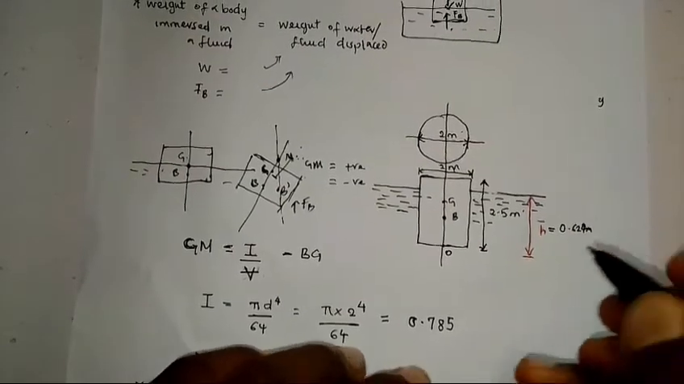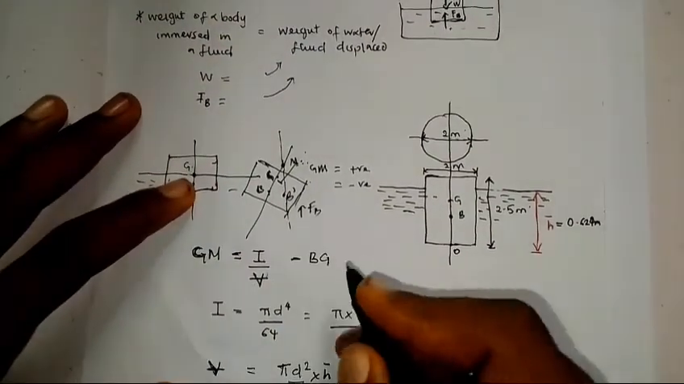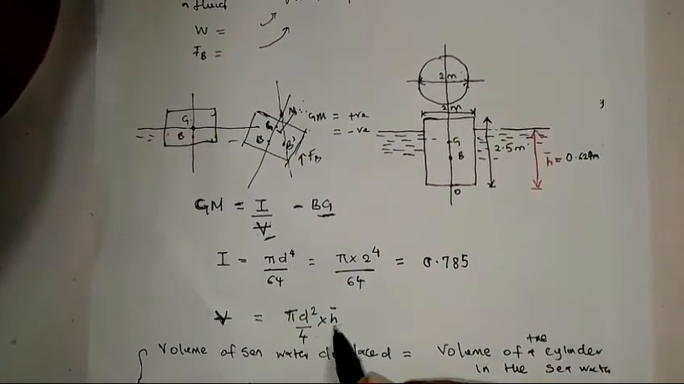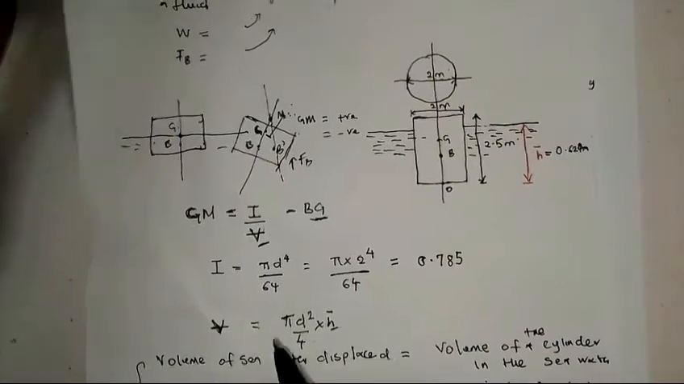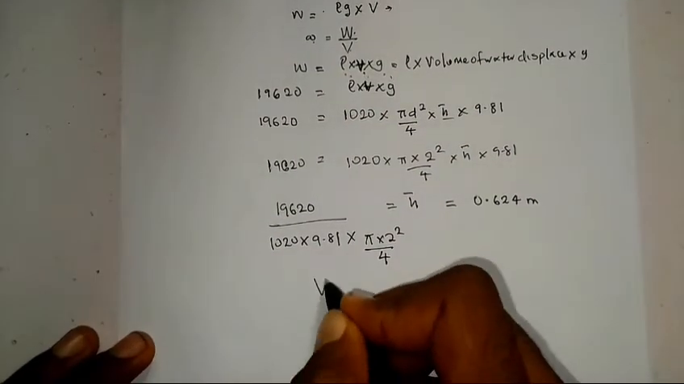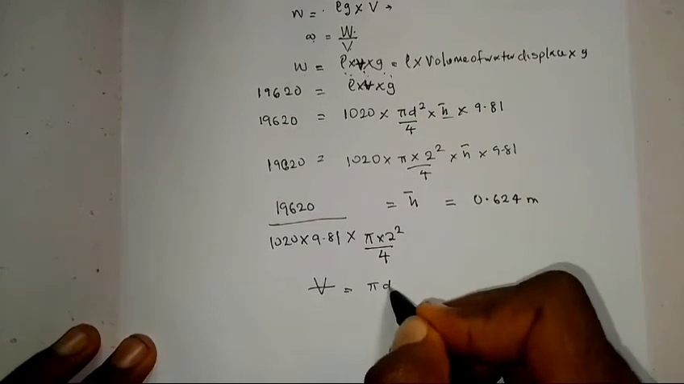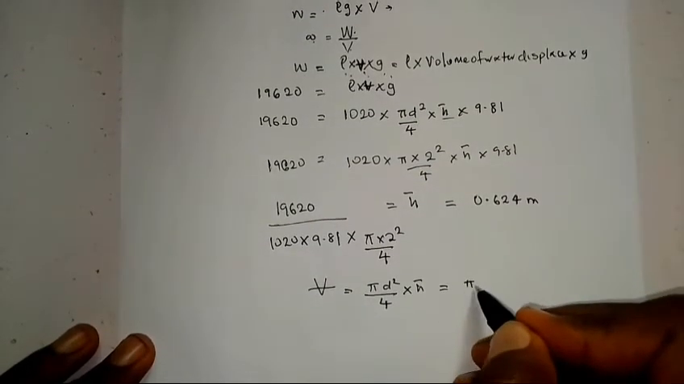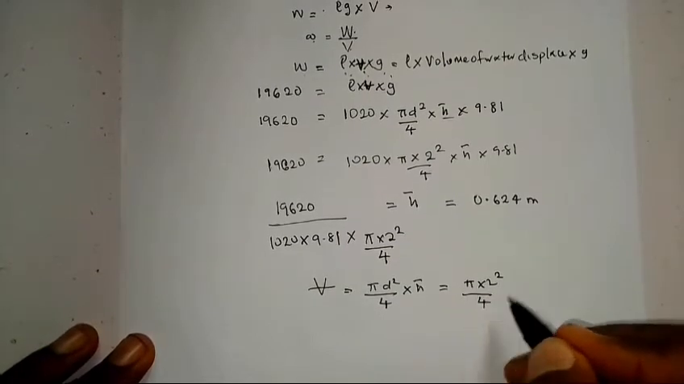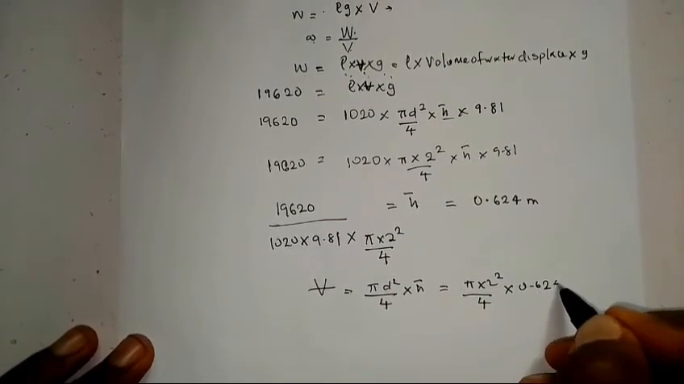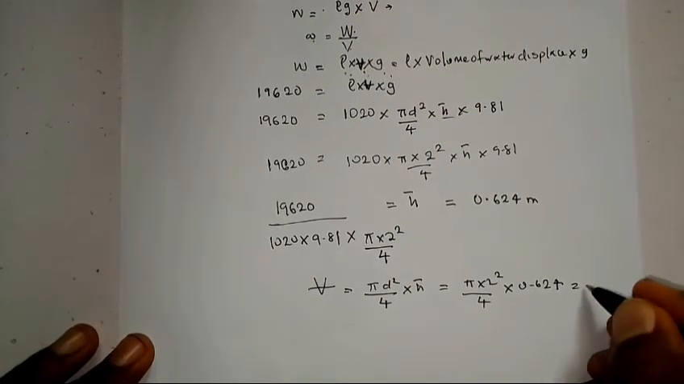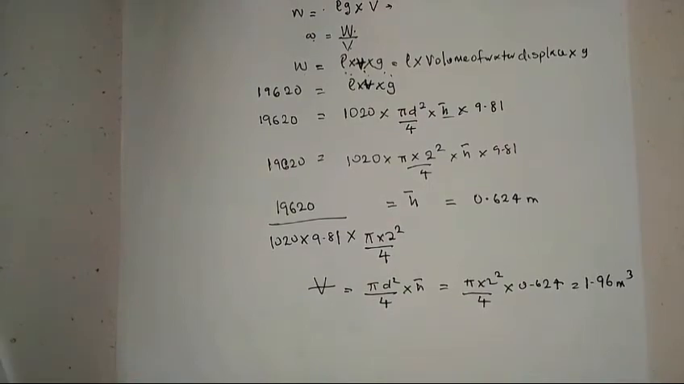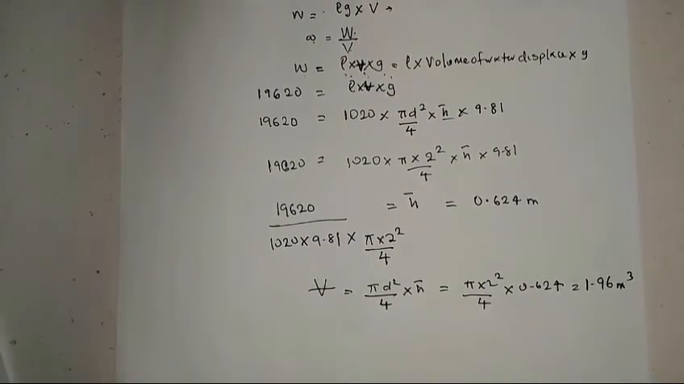0.624 meters. Then I can easily calculate my BG. But first, let's calculate my volume of water displaced. Now, since I've calculated my h bar, I can easily substitute it here to get my volume of water displaced. So my volume of water displaced, which is pi d square divided by 4 times my h bar, is equal to pi times 2 square divided by 4 times 0.624, which gives me 1.96 meter cube. Now I've successfully calculated my volume of water displaced.